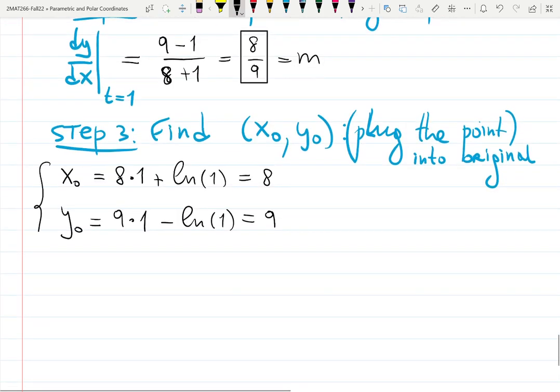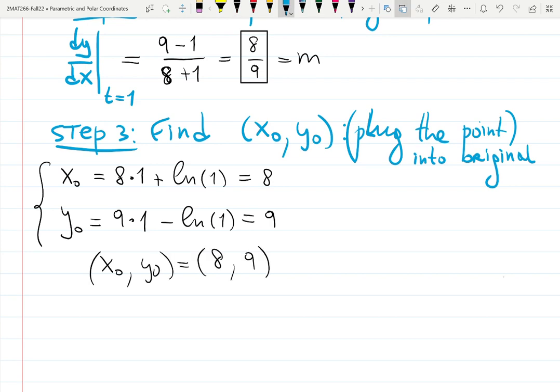This is the system. It means it's happening at the same time. X sub 0 and y sub 0 is 8, 9. We found the initial point, or point of the kiss, point of the touch. Tangent touches the curve at one point. That's the definition of a tangent line.